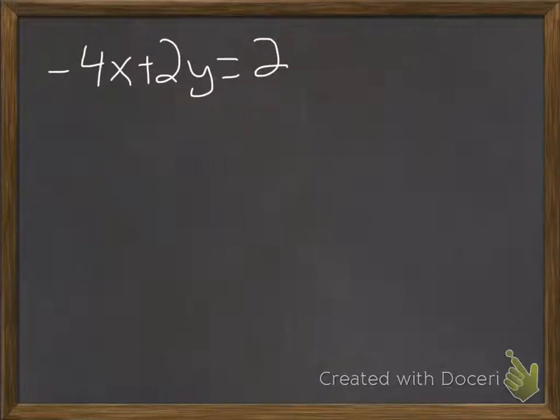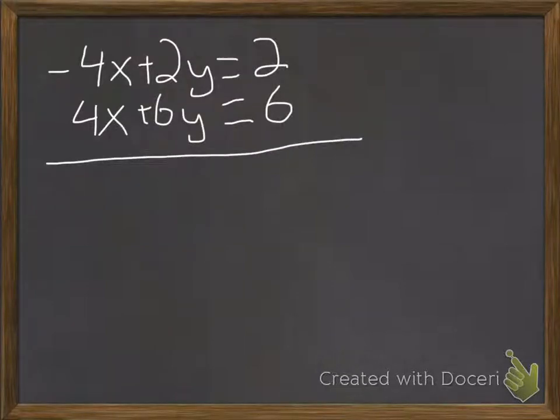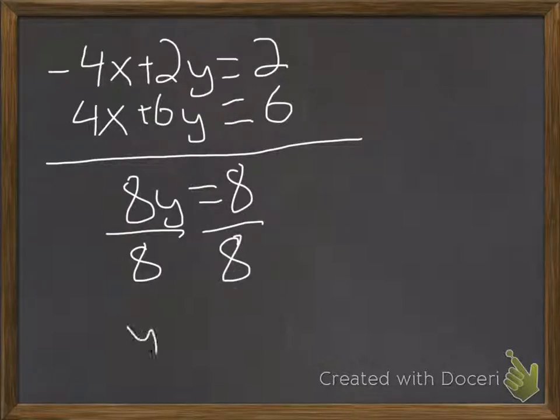Okay, so let's make it a negative 2x plus, I keep using negative 2x. Let me use something else. Negative 4x plus 2y equals 2. 4x plus 6y equals 6. Okay? So again, we want to add these two together. So we get 8y equals 8, and we get y is 1.